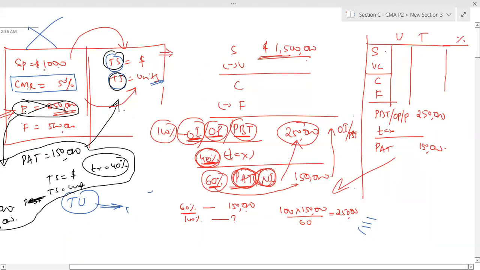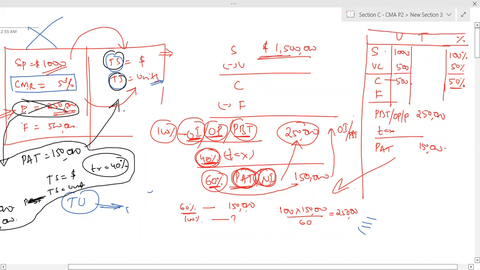What information is given? Selling price 1000 is given. It is per unit, right? Yes. CMR is given. CMR means this percentage is given. Contribution is how much percentage? 50%. If this is 50%, sales is always 100%, correct? Variable cost is 50%. Then 100% is 1000, so contribution is how much? 500. Variable cost is how much? 500.